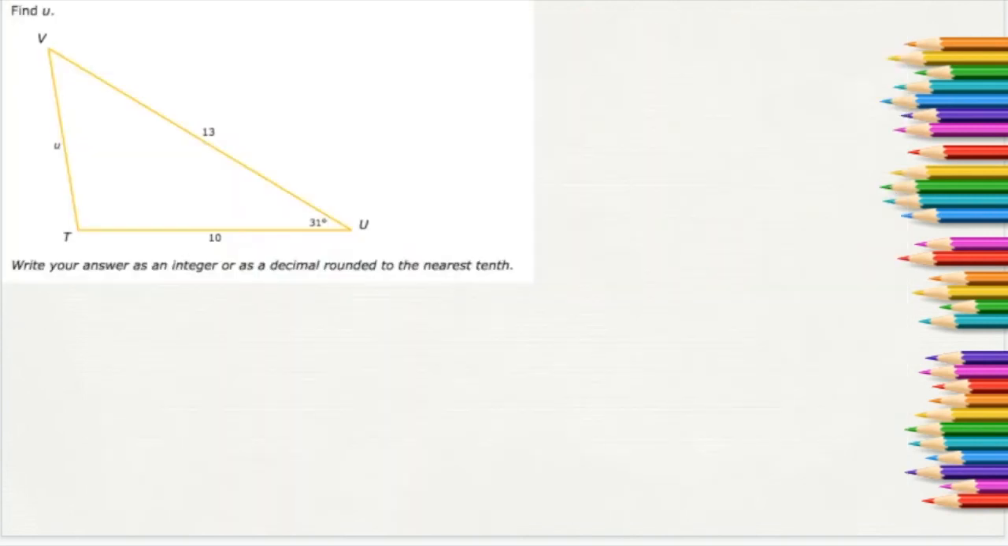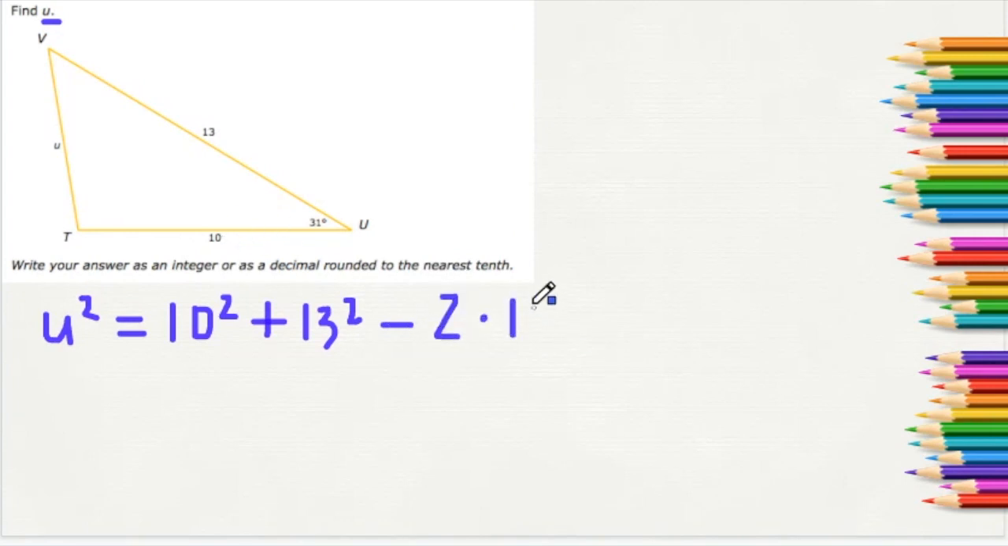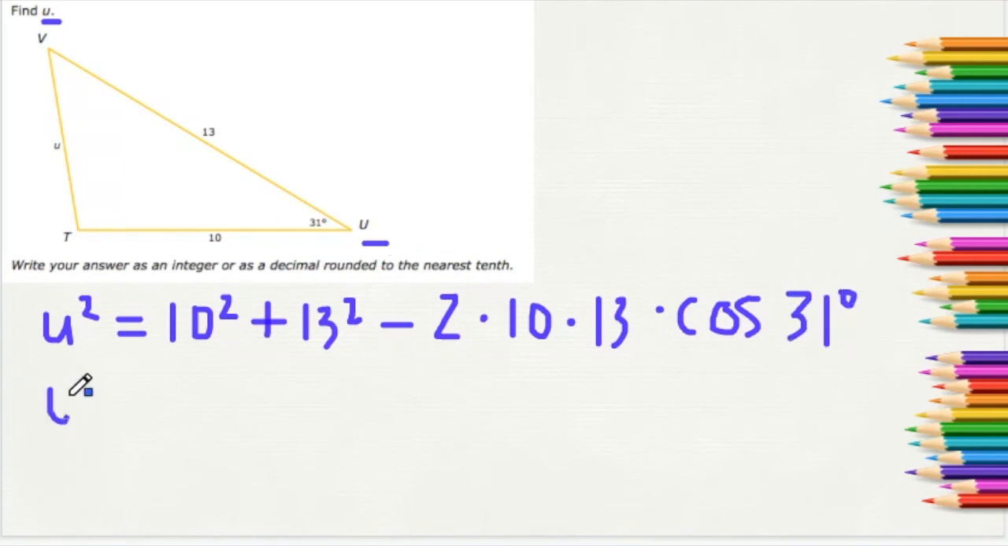All right, let's try this example. What are we looking for? We're looking for side U. Find U. That's the side length. So we're going to use the law of cosines. U squared equals b squared plus c squared, which is 10 squared plus 13 squared, then minus 2bc. So minus 2 times 10 times 13 times cosine of U, which is cosine of 31.